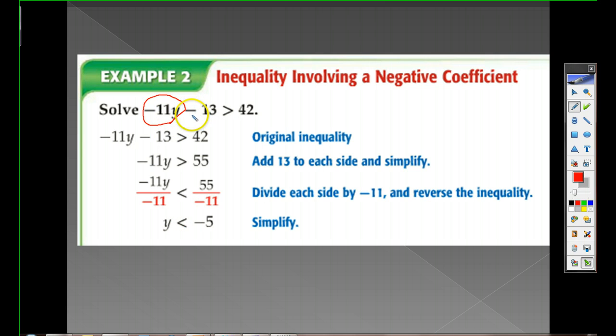So I'm going to add 13 to each side. And that gave me negative 11y is greater than 55. Now, I want to divide by negative 11 on each side. By a negative 11, so you're going to switch the sign to the opposite way. Now you have y is less than negative 5.